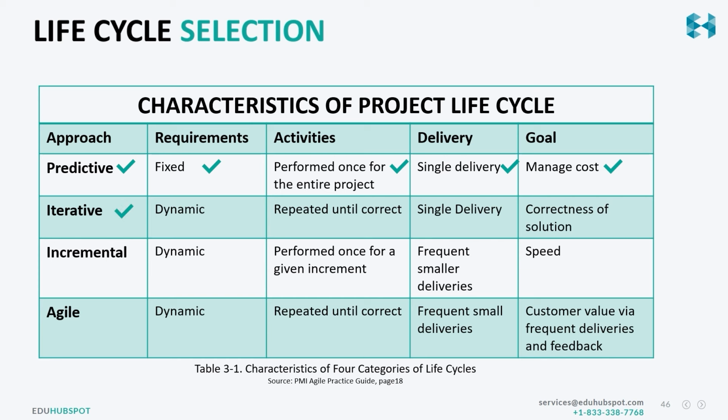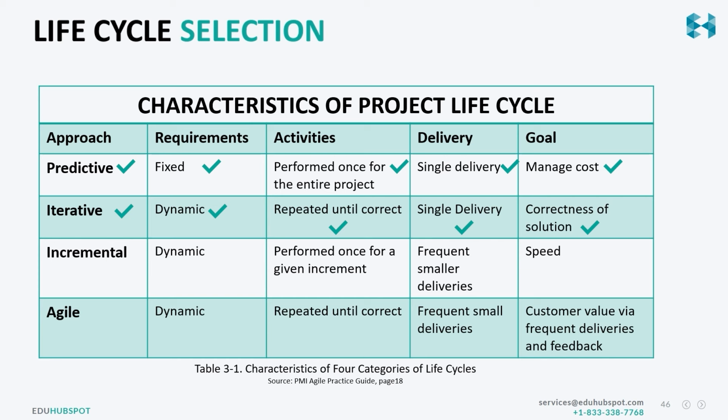In iterative, the requirements are constantly changing, and you continue the same steps until it is perfect. So iterative is all about quality. Ultimately, the solution you give to the customer is also a single delivery, but it's all about quality. You work on it until it is considered perfect. The goal, as I told you, is the correctness of the solution.